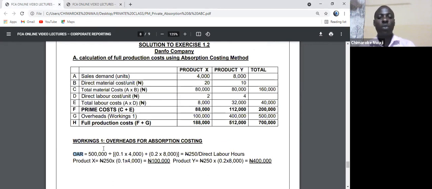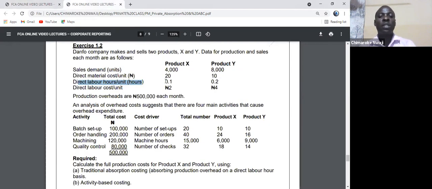So this is what we do here. This is your total cost, 500,000, over the total level of activity, which is the labor hours. How do we do it? 0.1 hours is used for 1 unit. If you spend 0.1 hours making 1 unit, how many hours will you spend making 4,000 units? It's simple. 0.1 multiplied by 4,000.